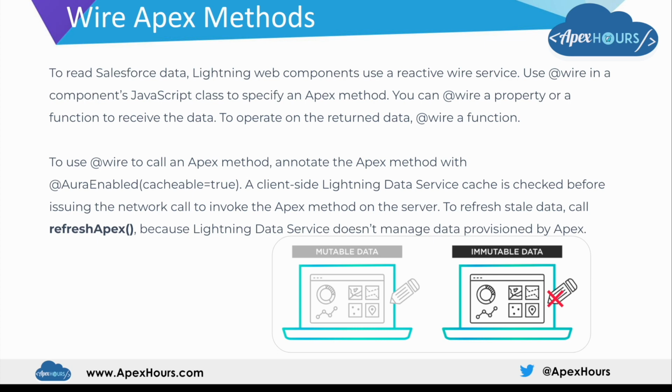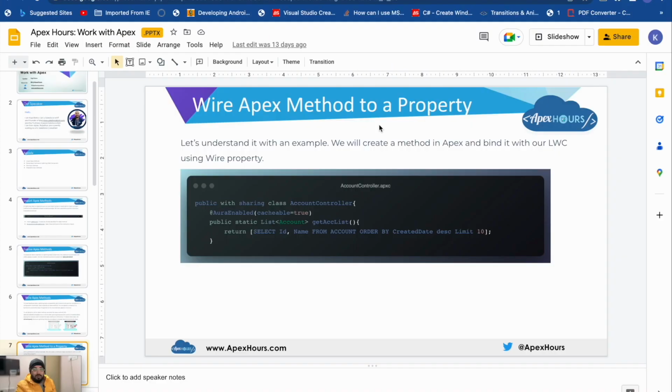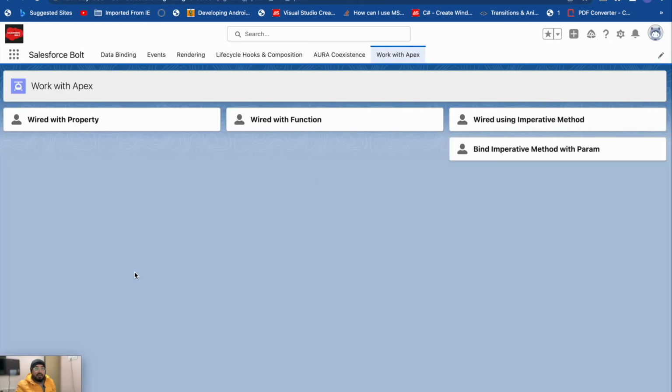So let's understand it using some examples in this org. Okay, so first we will start with wire with property, and then we will use the same example in wire with function as well. So let me just move to my org. So this is my org, guys, and here I have already created 4 empty components. We'll be having 4 examples here.